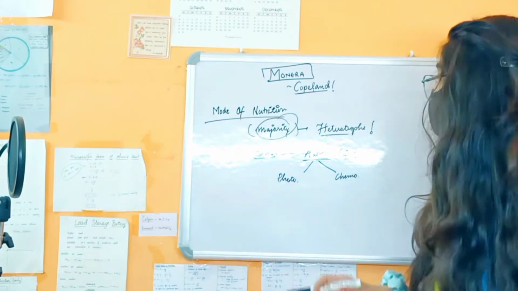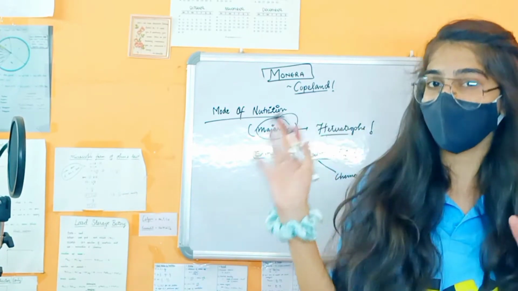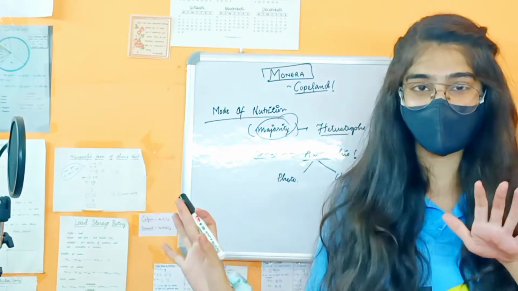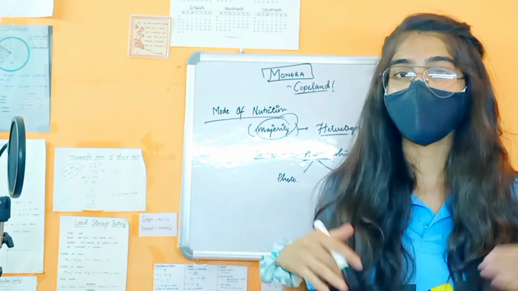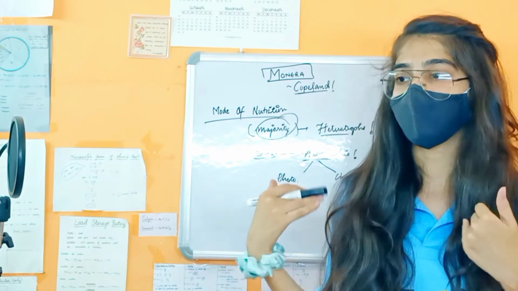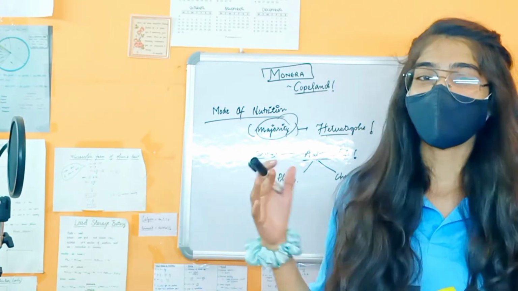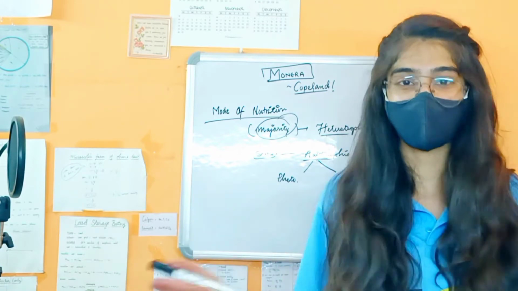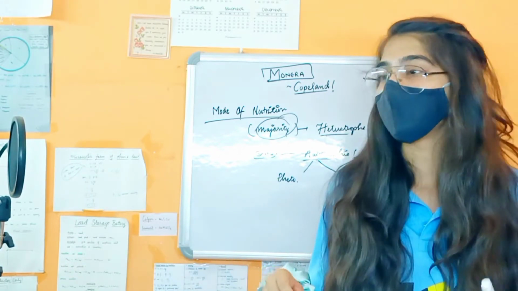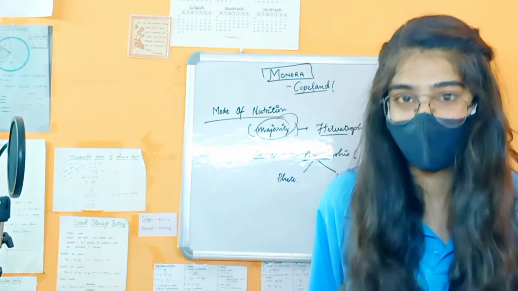Understand? Heterotrophs are organisms that do not make food themselves; they eat food made by others. We cannot say our mommy is an autotroph, no, she's not. Or the people who make food like chefs or anyone, they're not autotrophs, but yeah.